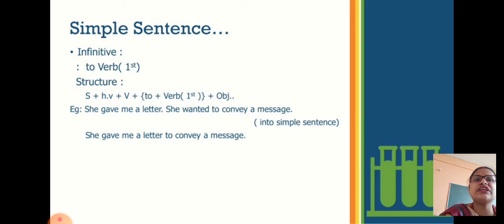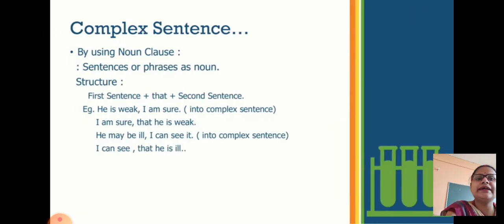The example: she gave me a letter, she wanted to convey a message. Now we are going to join it with "to" infinitive, "to" plus verb. She gave me a letter to convey a message. Very good.